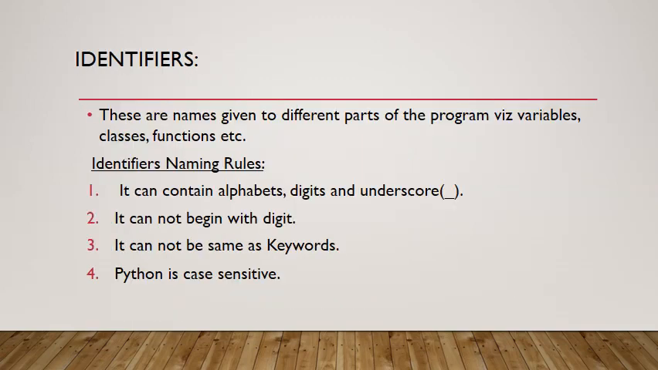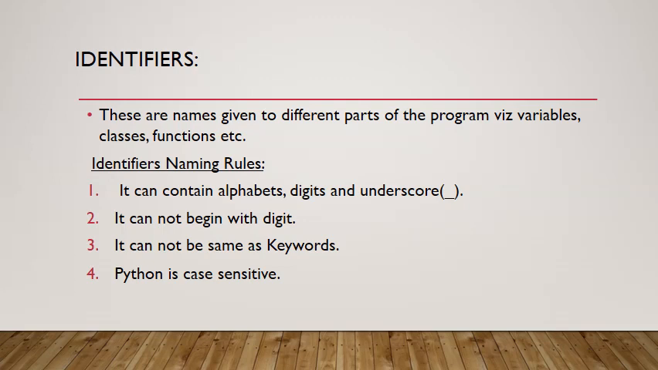Identifiers. These are names given to different parts of the program, namely variables, classes, functions, etc. Any name given to any part of the program is called an identifier. There are some rules for naming identifiers in Python. First, it can contain alphabets A to Z in lowercase and also in uppercase, digits 0 to 9, and underscore, the only special symbol.